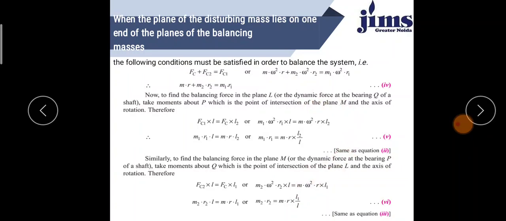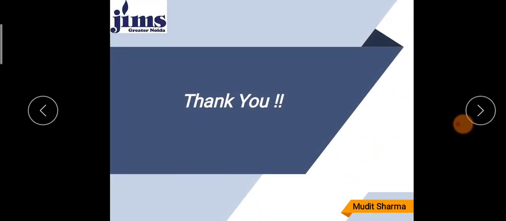Okay, so I hope you understand both cases. It is very essential for doing any numerical problem.